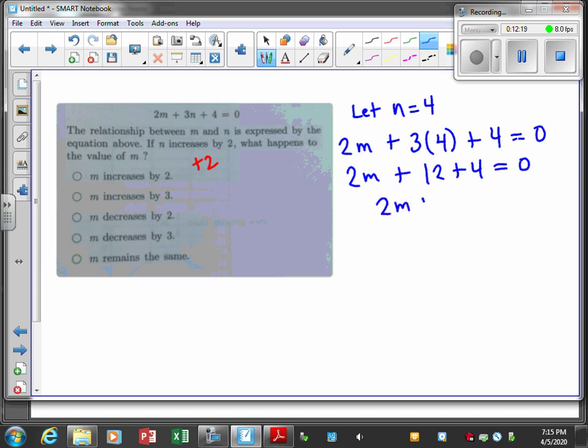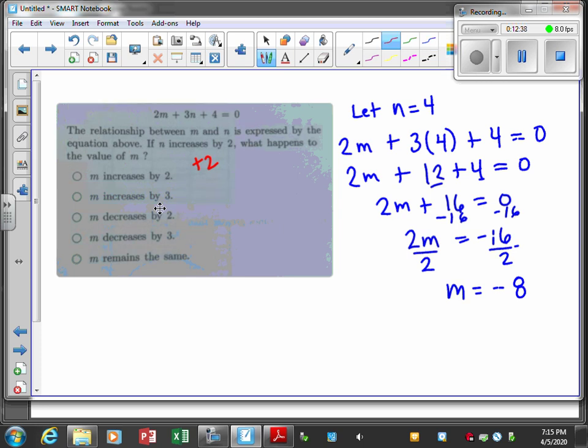That's 2m plus, add these two together and you get 16. 2m, subtract 16 from both sides, equals negative 16. Then divide both sides by 2. Solve that equation out and you get negative 8.